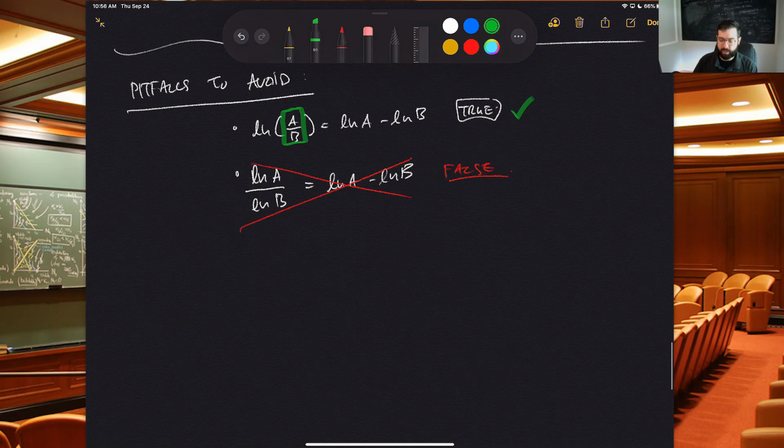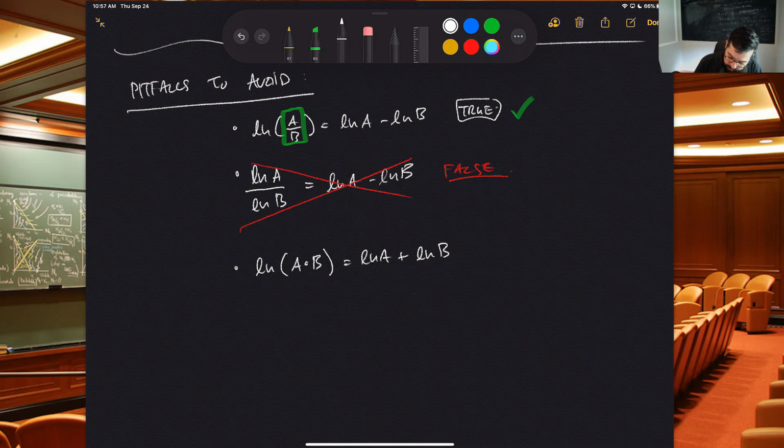Okay, so same thing with the product rule. ln of a times b, this is equal to ln of a, the sum of the logs.